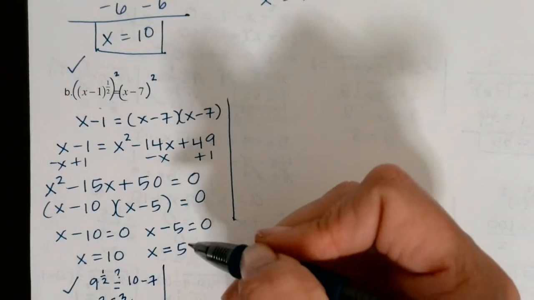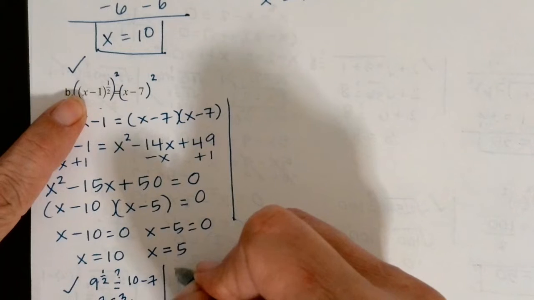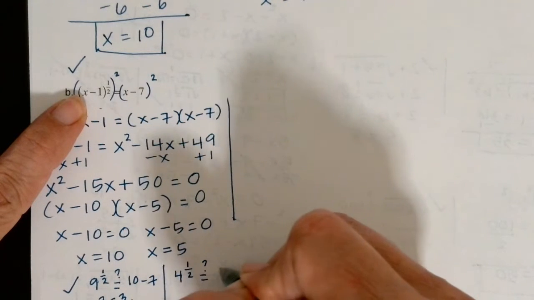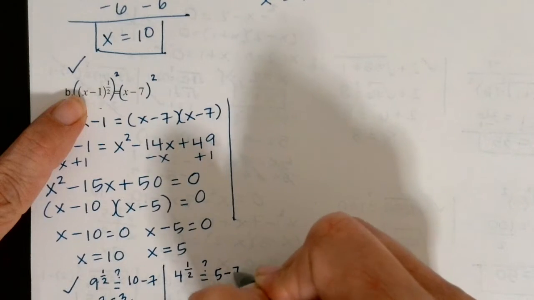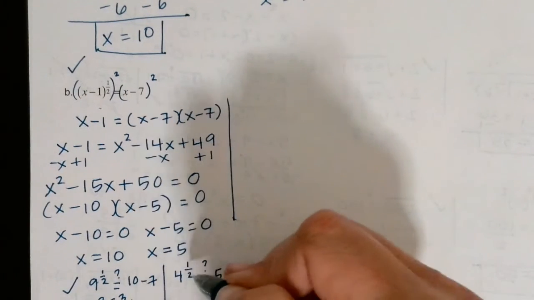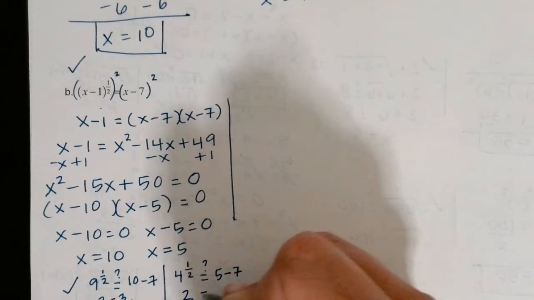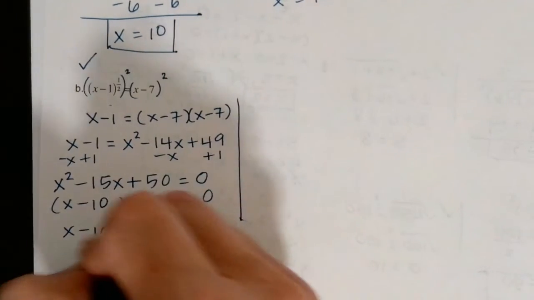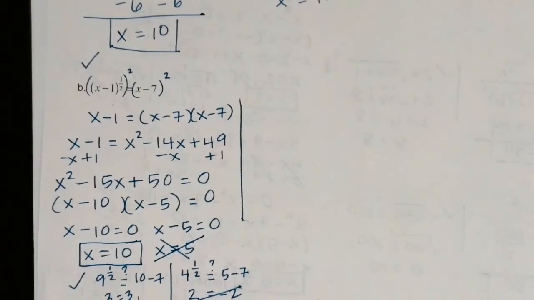Here's the other check. I'm going to plug it in. I get 5 minus 1, which is 4 to the 1/2. Does that equal 5 minus 7? So 4 to the 1/2 is the square root of 4, so that's 2, and that's negative 2. It doesn't work, so that's not a valid solution. So just x equals 10.